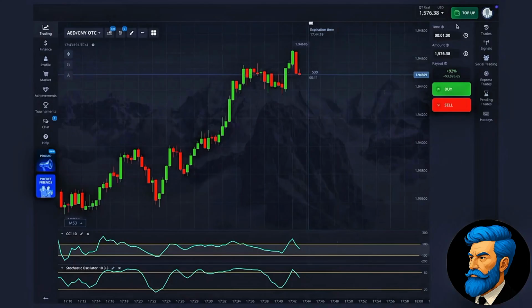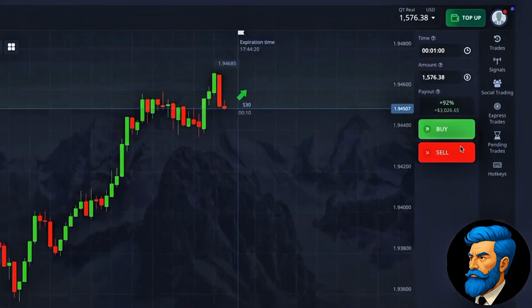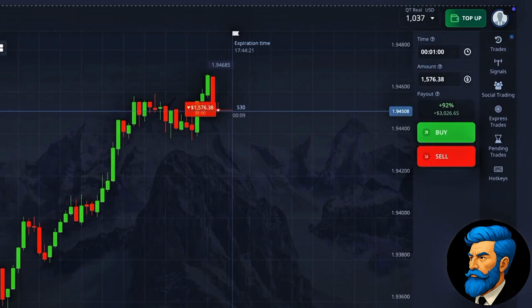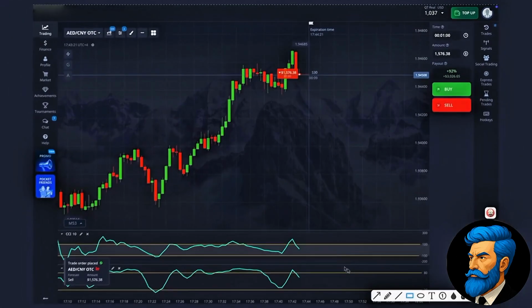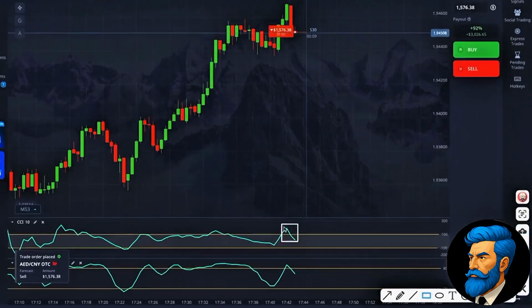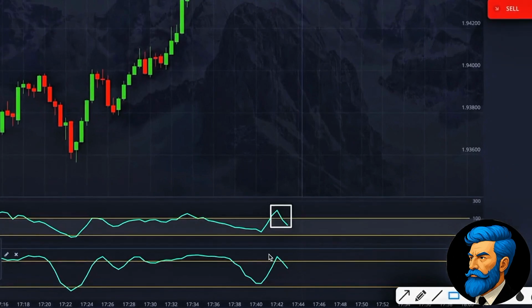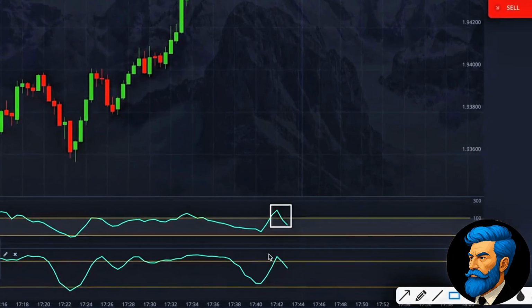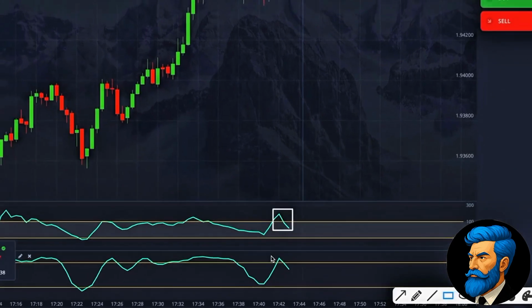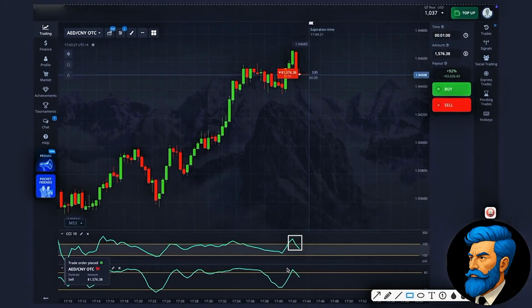Very, very well. And so one more option for trading. I forecast a price decline. I'll open to the downside for $1,576. CCI shows overheating perfectly. The line flew above plus 100, made a maximum peak and started sharply breaking downward. In such moments, the market almost always makes a pullback.